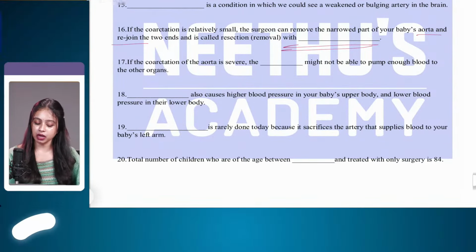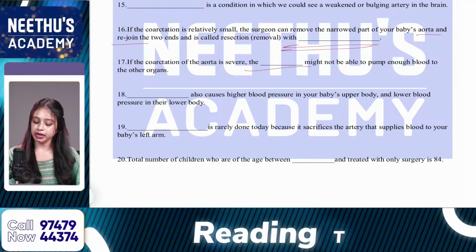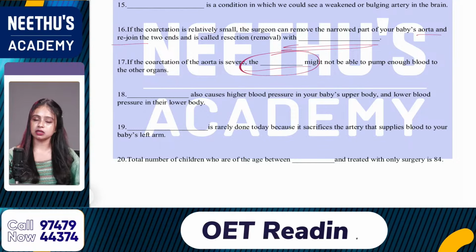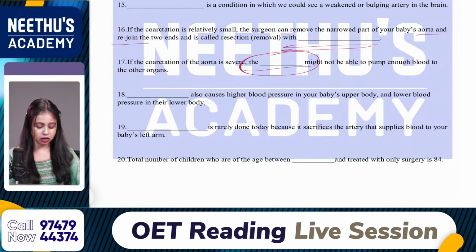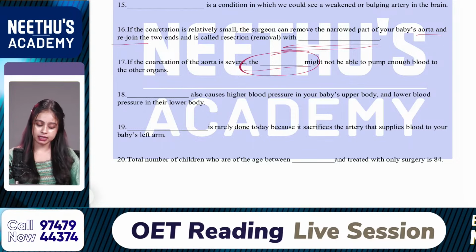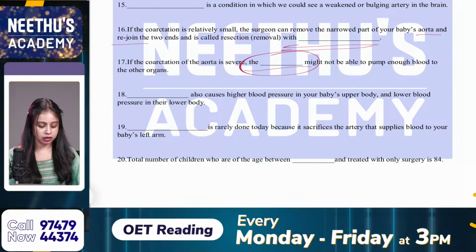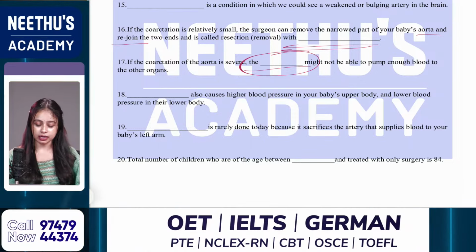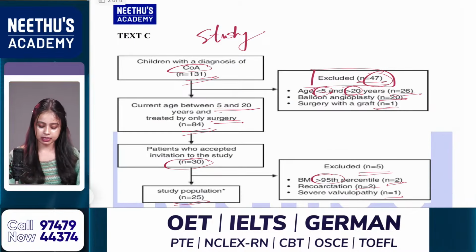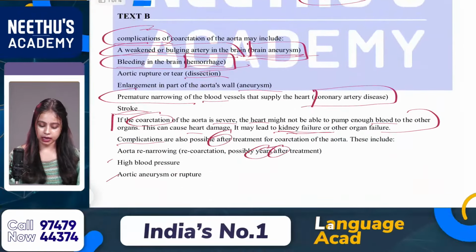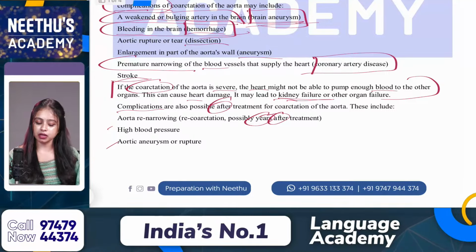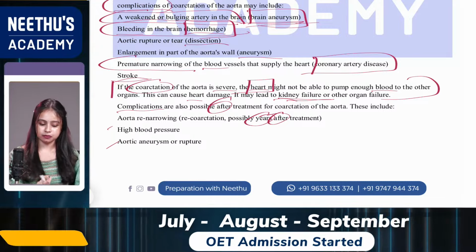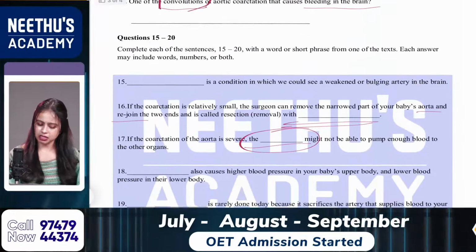Then the 17th one. If the coarctation of the aorta is severe, the dash might not be able to pump enough blood to other organs. So what is the correct answer here? Gina, Vaishnavi, Kavita, Anu, Reba, Alina, Prajisha, yes. It is from text B. "If the coarctation of the aorta is severe, the heart might not be able to pump enough blood." So the answer is heart. A very easy question.